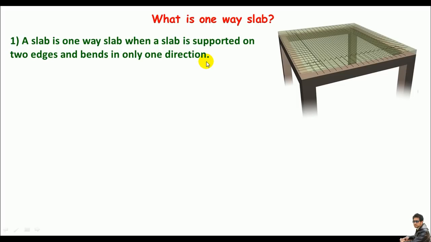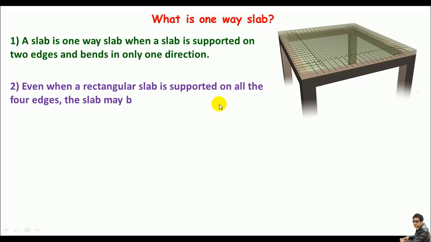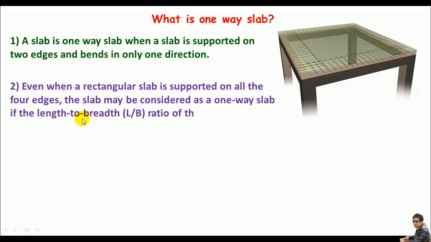What should I do now? This is why the length to breadth ratio comes into play. So even when a rectangular slab is supported on four edges, the slab may be considered as a one-way slab if the length to breadth ratio is equal to 2 or greater than 2.